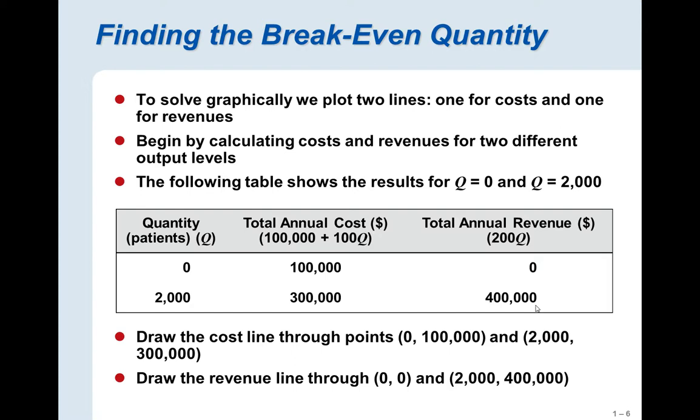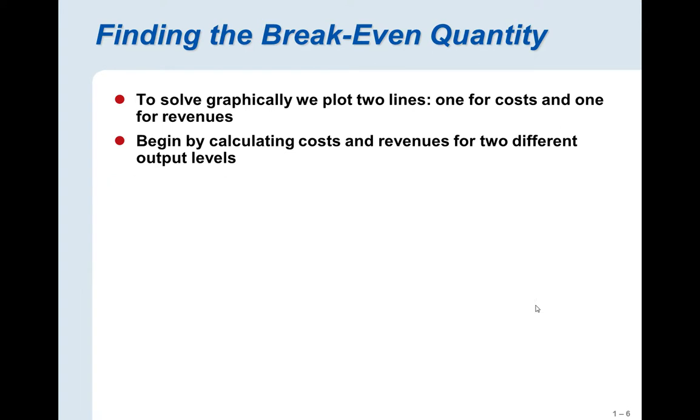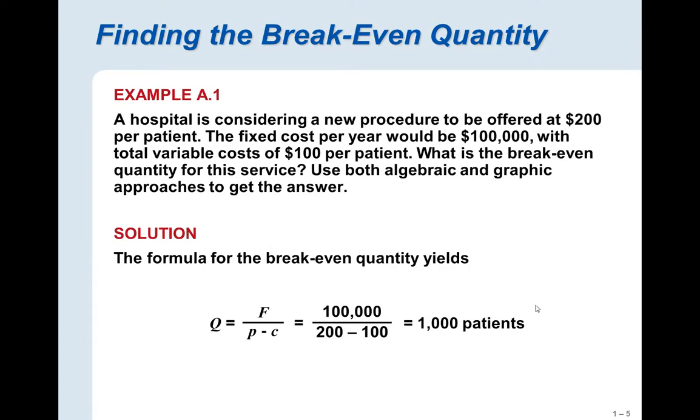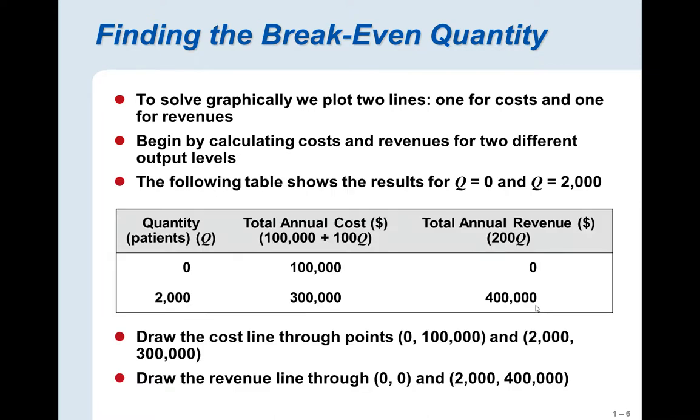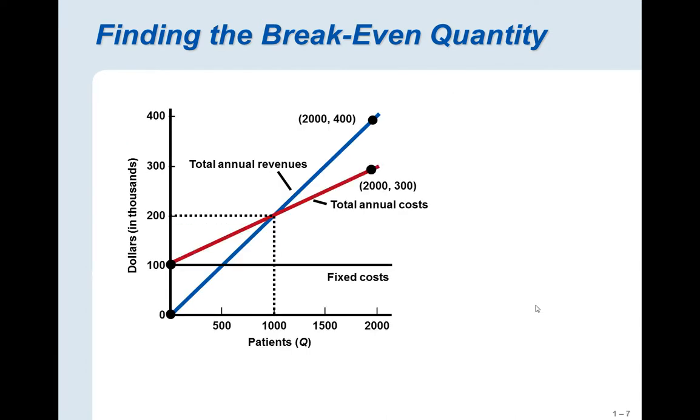And then another point is the point where the quantity goes beyond the break-even point. In this particular example, if the break-even point is 1,000, then 2,000 is a good point. And then once you plug in the quantity in the formula, you will get the values to draw two lines.